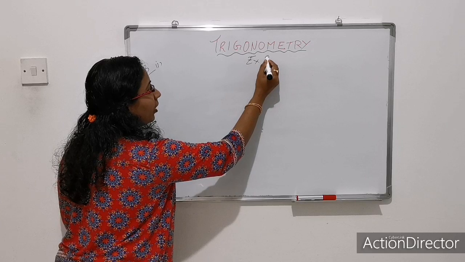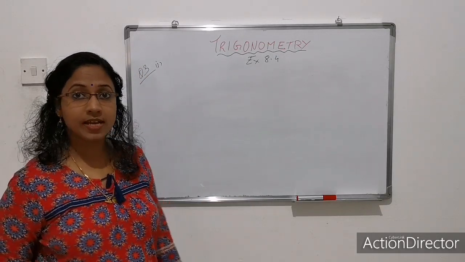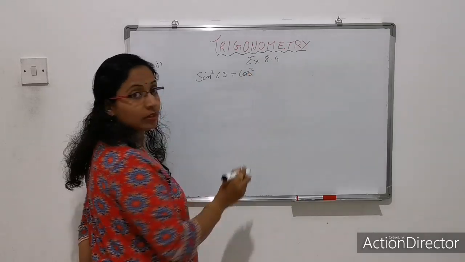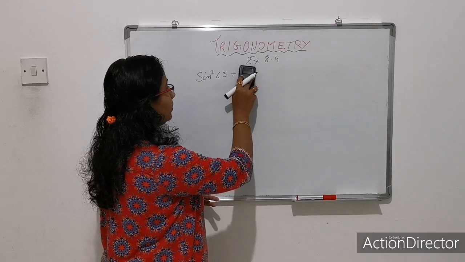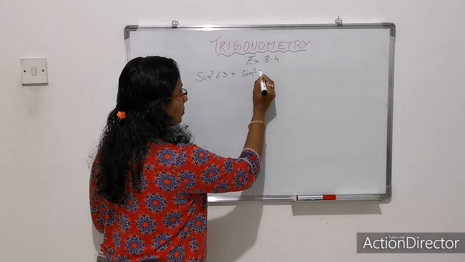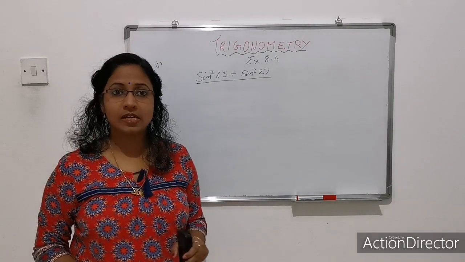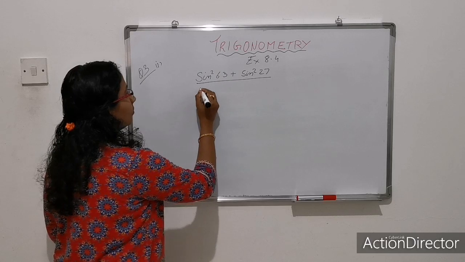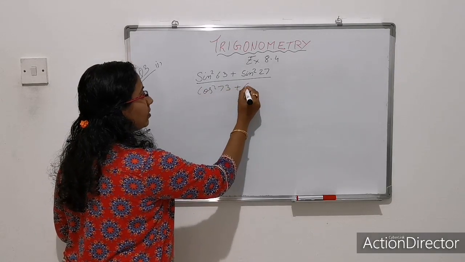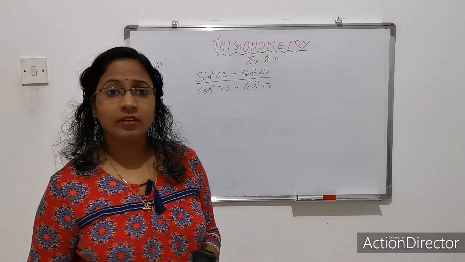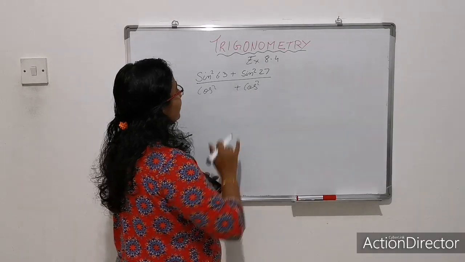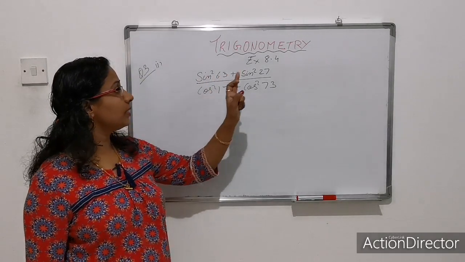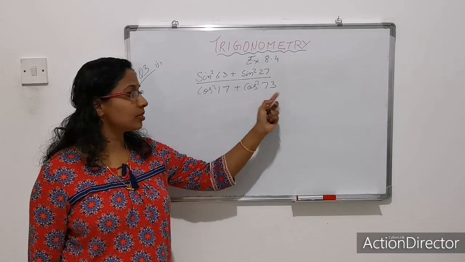Exercise 8.4, question 3, first part says sine square 63 plus sine square 27, divided by cos square 17 plus cos square 73. It is 17 and this is 73. Right? This is the question: sine square 63 plus sine square 27 divided by cos square 17 plus cos square 73.